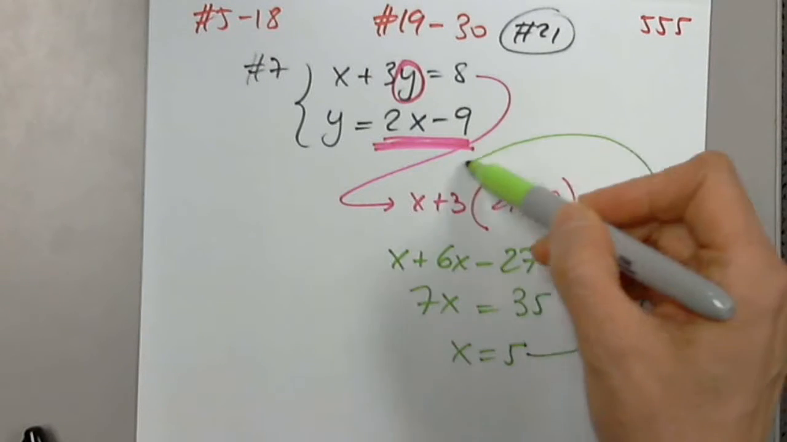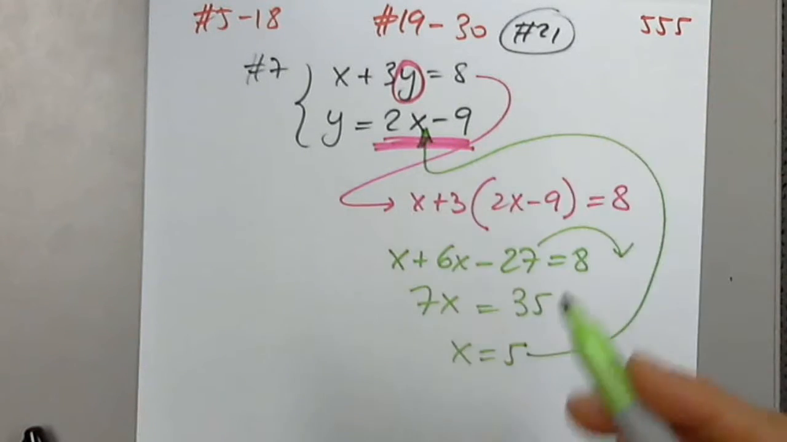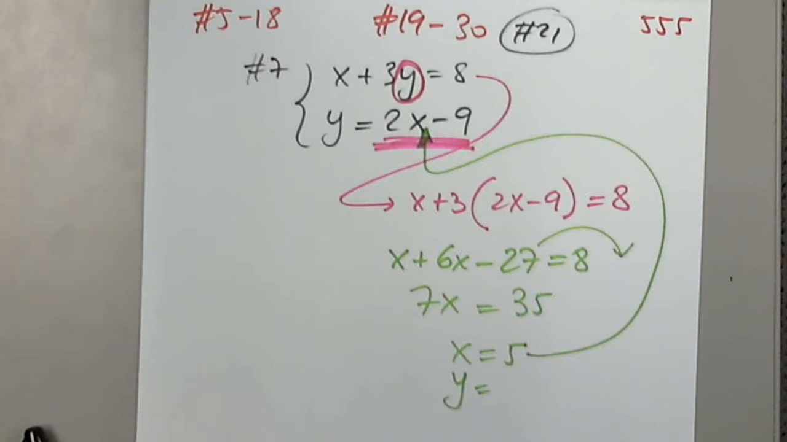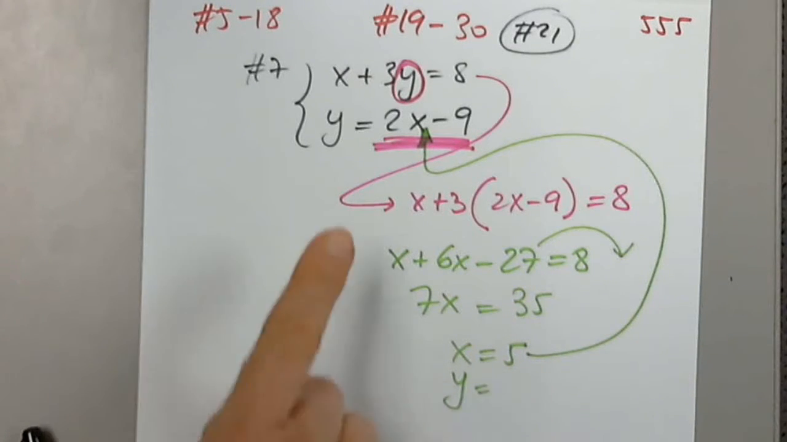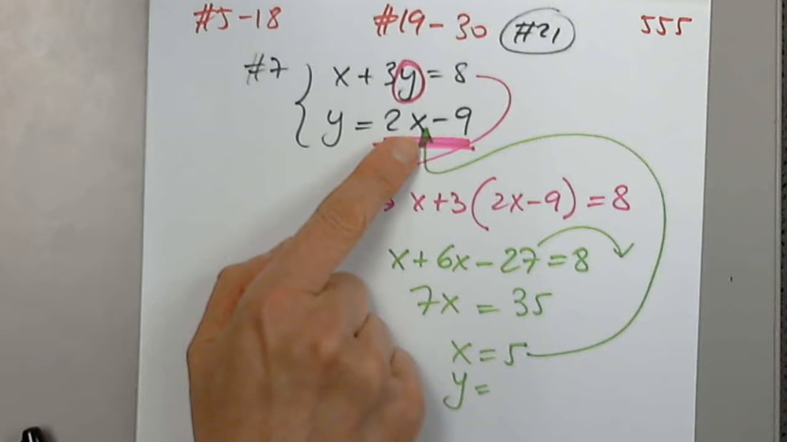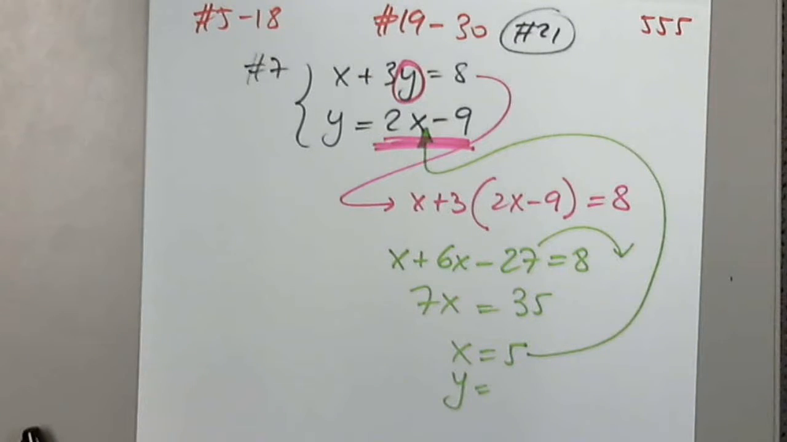Now I have to go back and replace x because I also need to determine y. Just finding x is not good enough. I have to find y as well. So let's find y. So with x equals 5, I go back here. 2 times 5 minus 9. How much is that? 1.